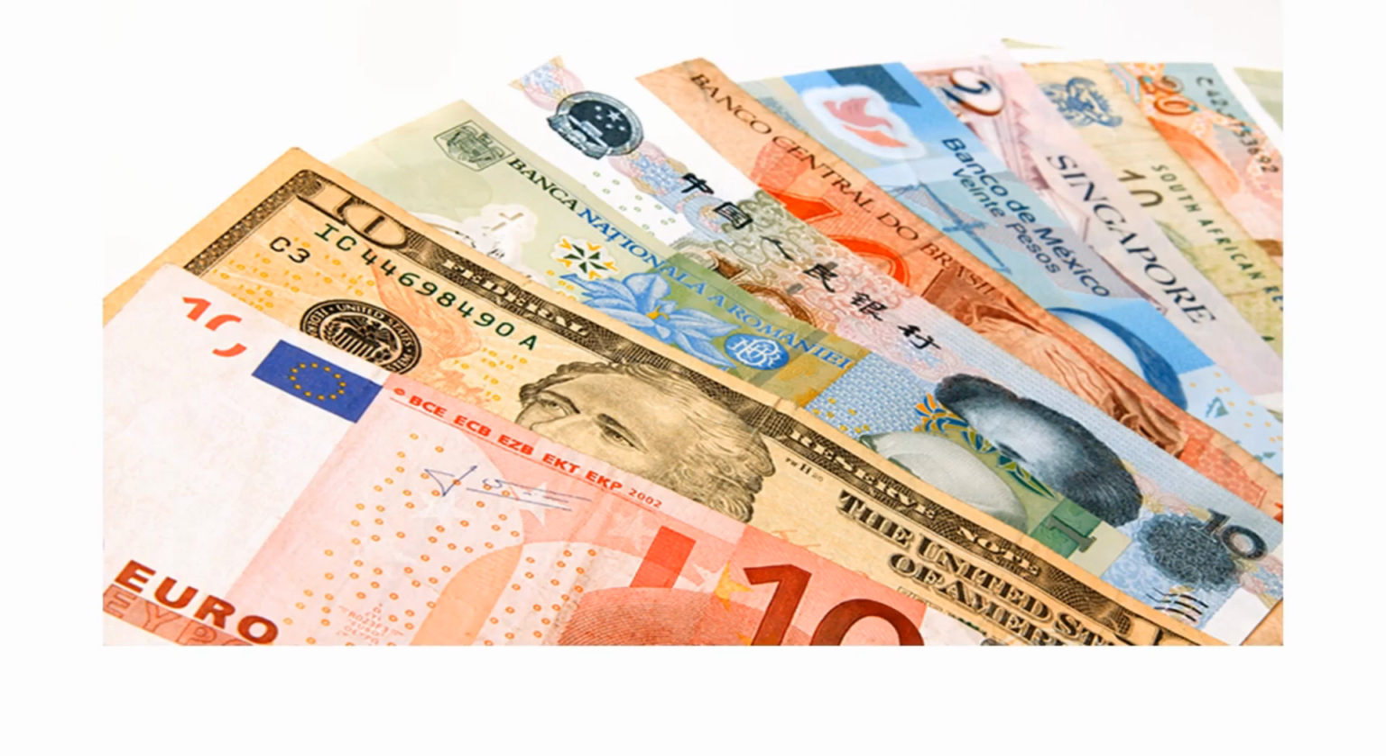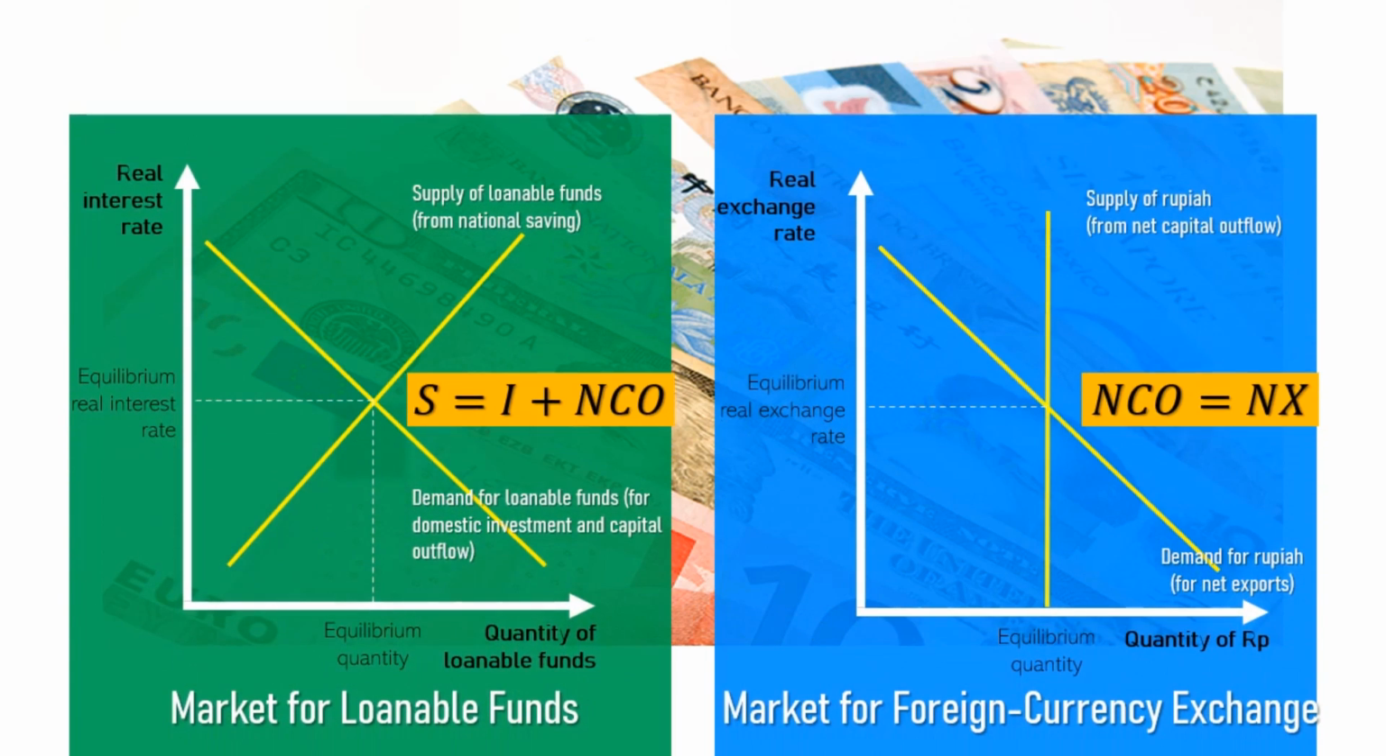Okay, the explanation will be straightforward. I would say this first. Basically, there are two markets in long-run open economy models. First is the market for loanable funds. What you have to understand is here we're talking in the perspective of domestic economy.